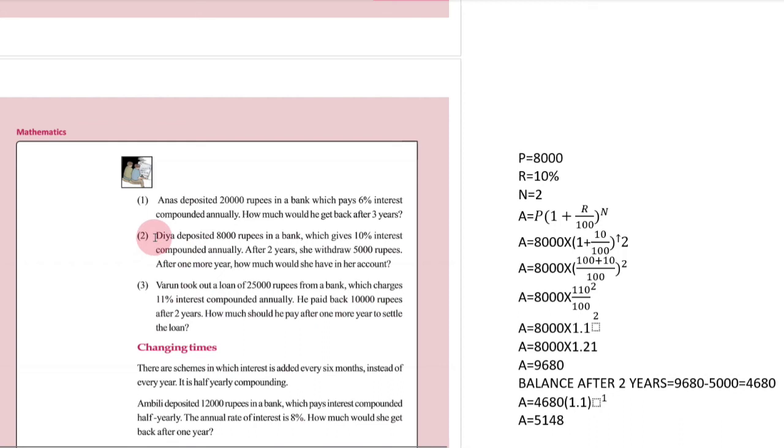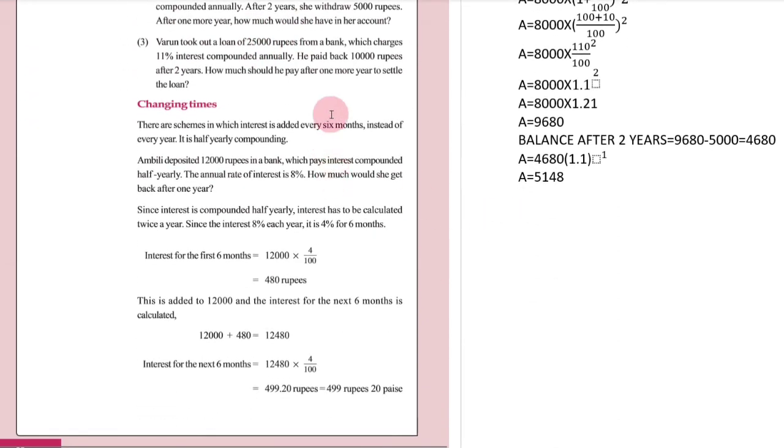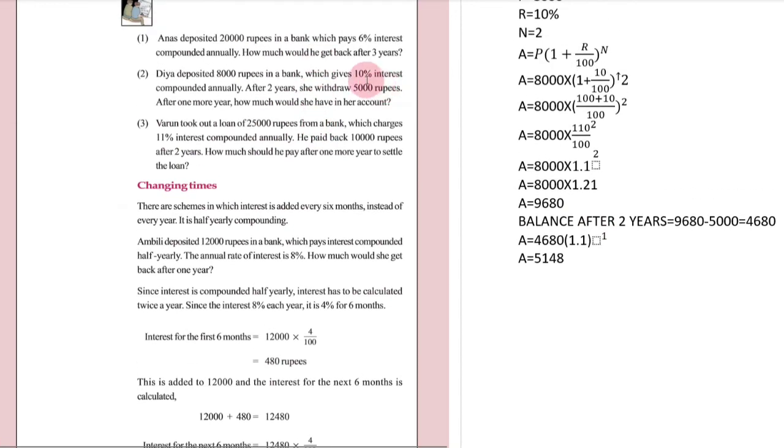In Diya's question the amount is deposited, but in the case of Varun, he took a loan of 25,000 rupees. So you can do the very same steps, with P equal to 25,000 and R equal to 11%. Here she withdrew 5,000 rupees after 2 years, but he paid back 10,000 rupees after 2 years. That is the only difference between Diya's question and Varun's question.